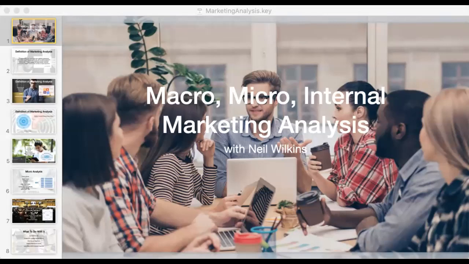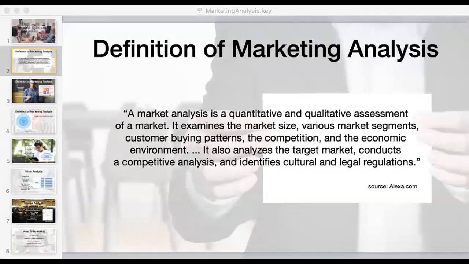So we're going to talk through what we mean by marketing analysis, and we're going to look in detail at macro, micro, and internal, the three constituent parts that make up this concept, which for most organizations is the starting point in everything they do correctly in their marketing and business development. So let's begin, as we normally do, with a little bit of a definition.